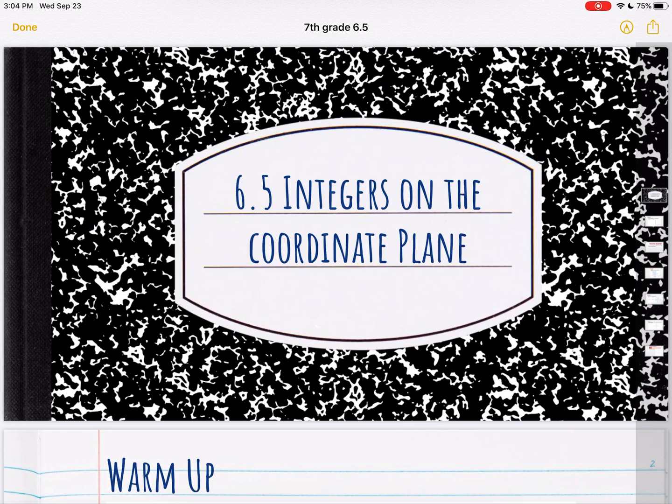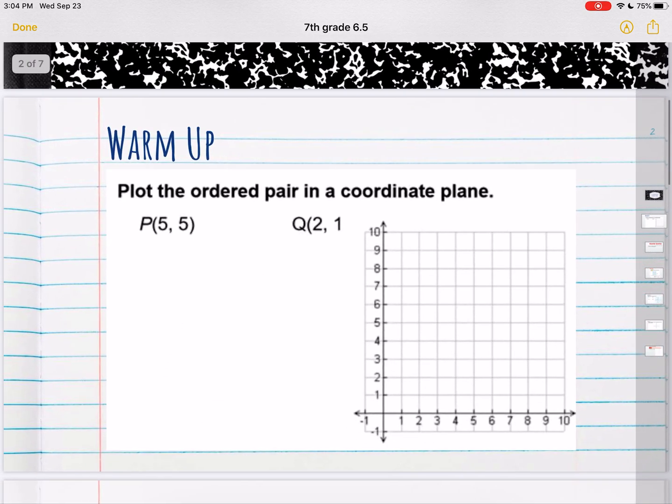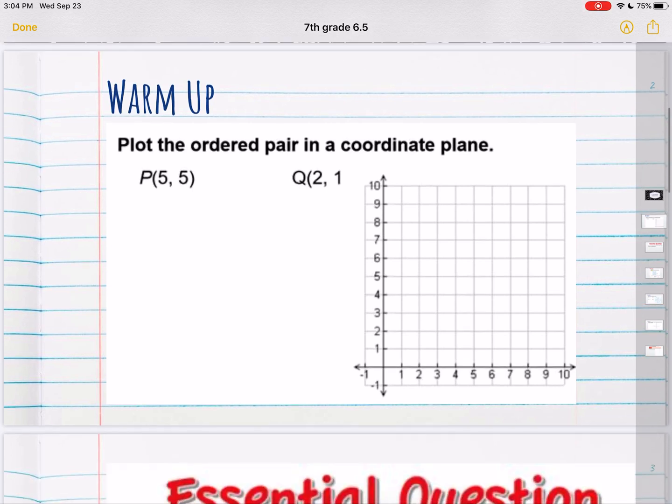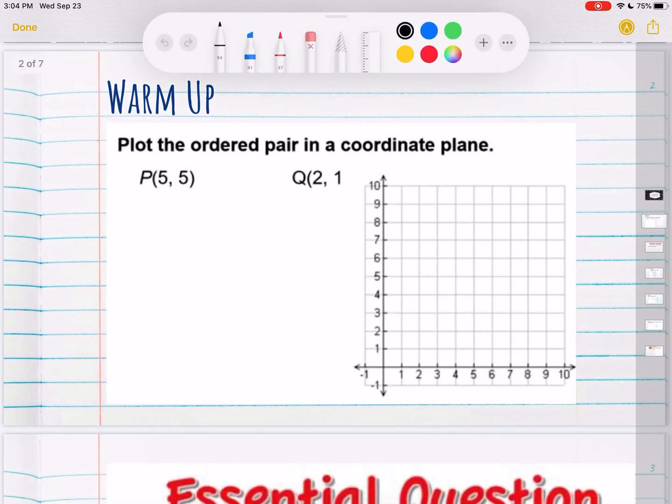Welcome, 7th graders. We're going to be doing 6.5, integers on a coordinate plane. So for a little warm-up review, we're going to plot the ordered pair in a coordinate plane. So remember, these are ordered pairs. This one should have another parentheses. So first, plot 5, 5.